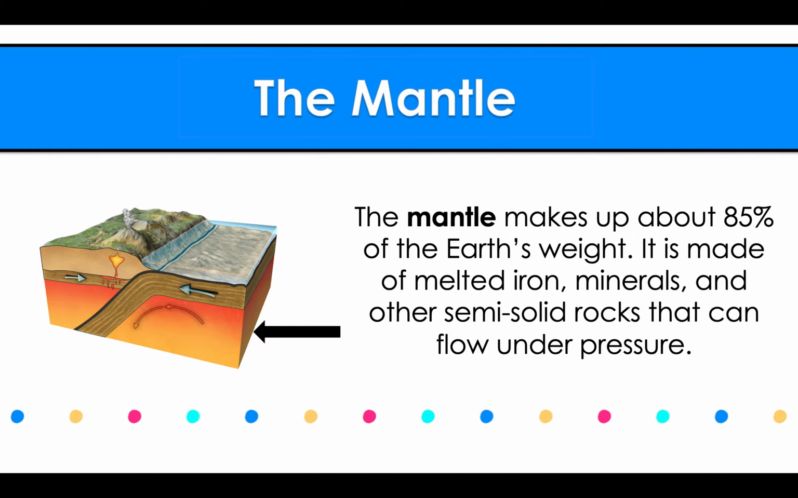Next we have the mantle. The mantle makes up about 85% of the Earth's weight. It is made of melted iron, minerals, and other semi-solid rocks that can flow under pressure. So again, the same picture over here, but this time, the arrow is pointing to what is underneath the crust. So this is the mantle right here. It gets a lot hotter as we move down.